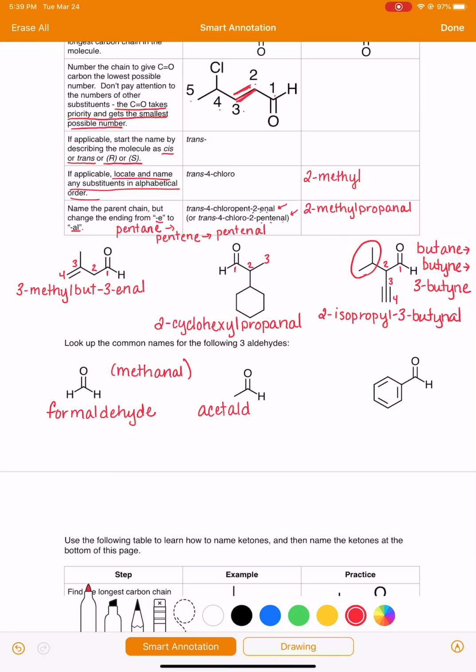And the last one that you're looking at, you already know. This is benzaldehyde. But those are 3 very commonly used molecules, so you should know them by their common name.